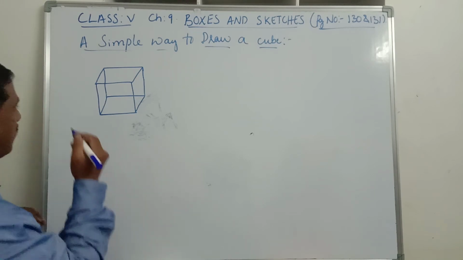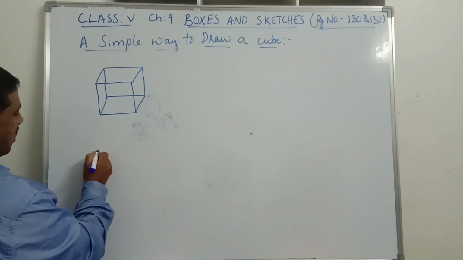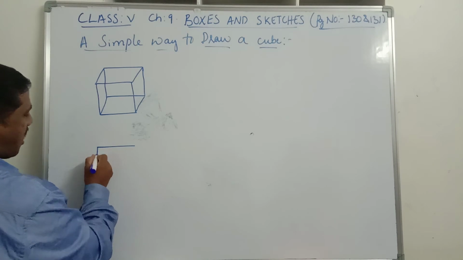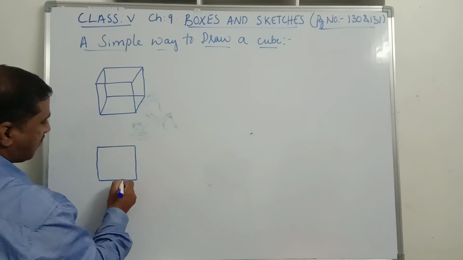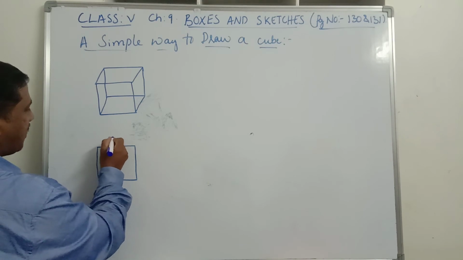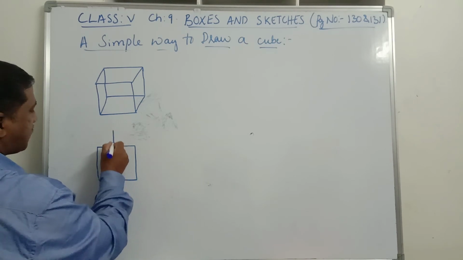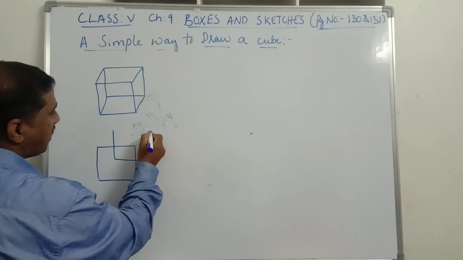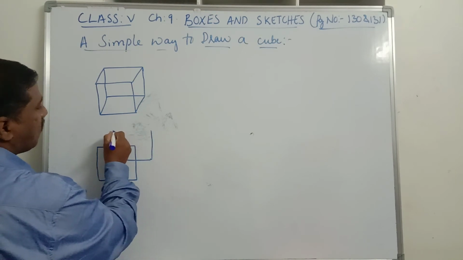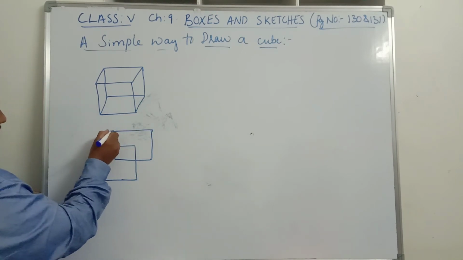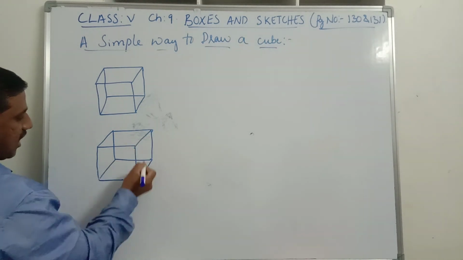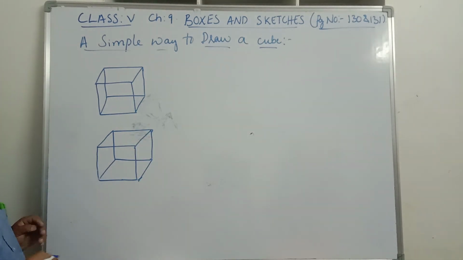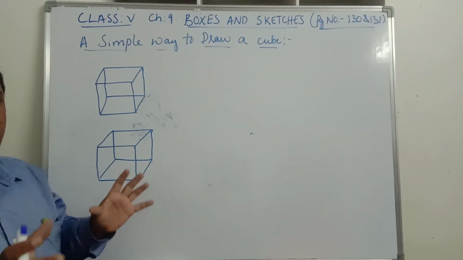So what she did, we will try one more. She took 1 square as the front surface and the other as the back surface. And she drew like this. She joined the corners like this. This is 1 and this is 2, 3 and 4. So like this, by joining, we will get what? A cube. A simple way to draw the cube.